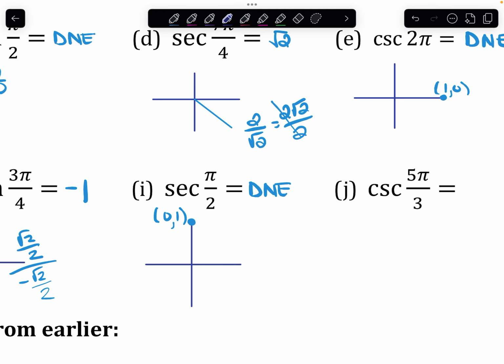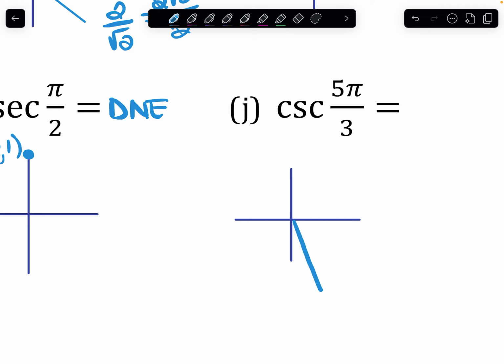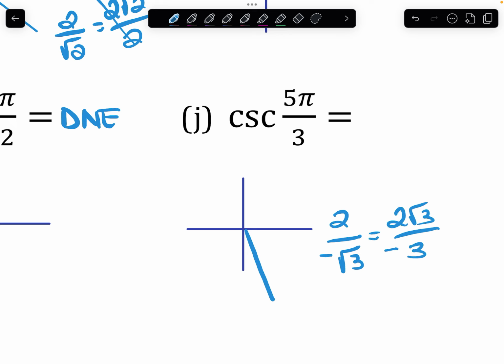5 pi thirds, 1 less than double. So quadrant 4. 3, so closer to the y-axis. So we're here. Cosecant is the reciprocal of sine. Sine is bigger, but it's also down, so it's negative. So y would be negative square root of 3 over 2. So I'm going to write it upside down. I then move it up, and I drop it on the bottom, but I keep the negative. So -2 square root 3 over 3.